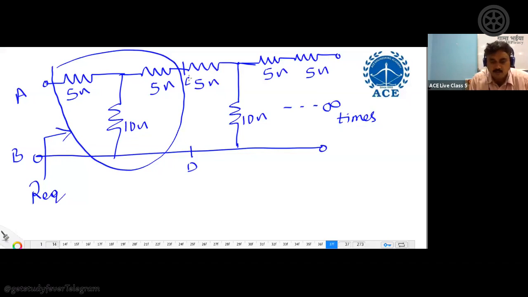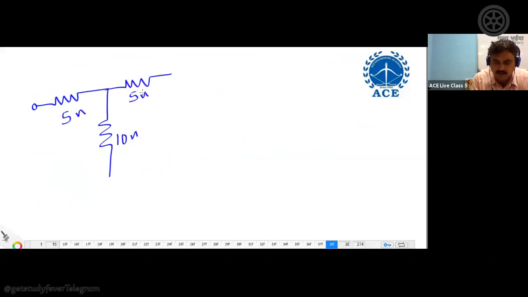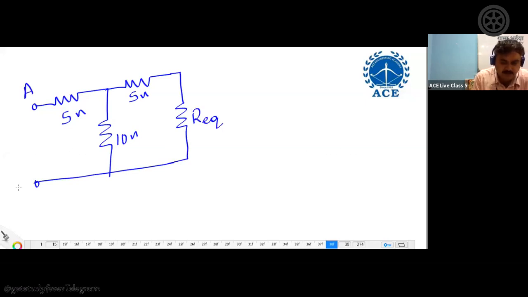Okay. Now what is my circuit now? How can I replace my circuit elements? So I have a 5 ohms resistor, a 10 ohms resistor, and one more 5 ohms resistor. This is the basic part of the circuit. And then I am replacing the remaining part of the circuit by a single resistance which is equal to R equivalent. And these are my terminals A and B.